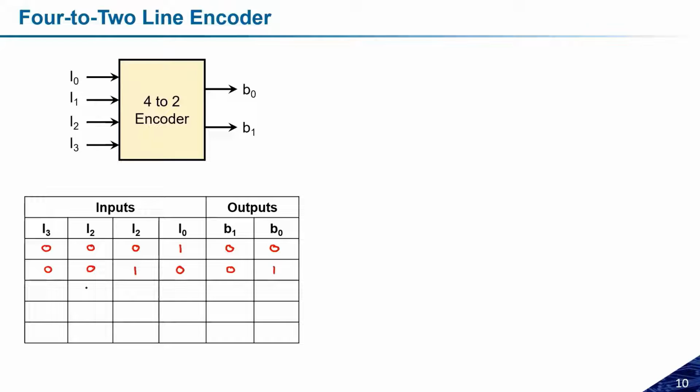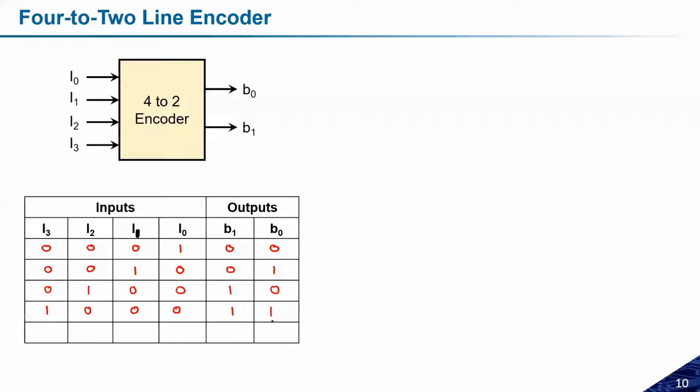I made one mistake. This should be I1. So if I1 is high, then the output should be 0, 1. Third case is if I2 is equal to high and the rest 3 bits are 0, in that case the output should be 1, 0, and in the last case, I3 high, I should get 1, 1.